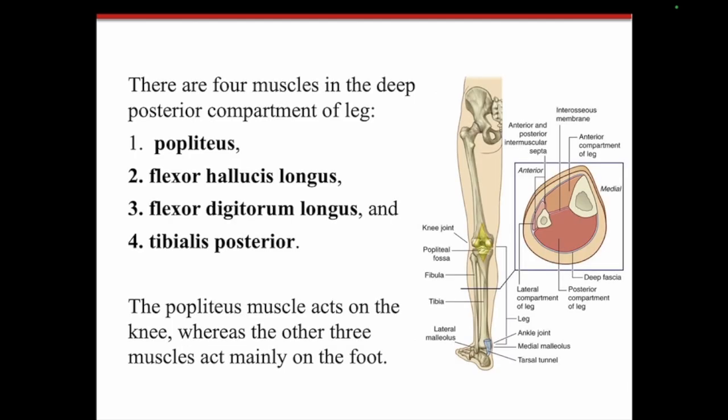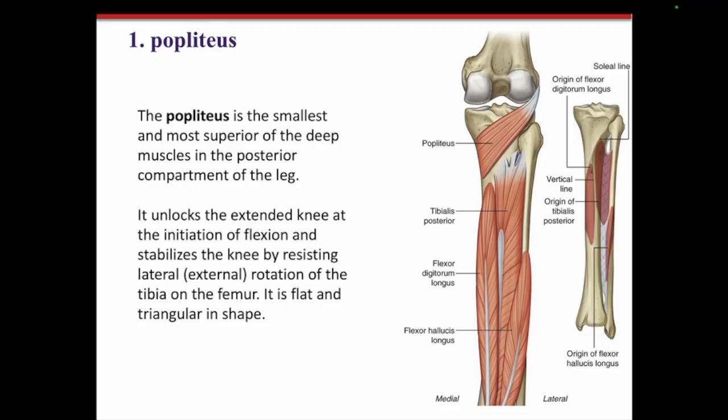When you cut these, you're going to find the popliteus and muscles that now cross into the toes. You have the flexor hallucis longus, flexor digitorum longus, and the tibialis posterior. So the popliteus doesn't reach much further, so it's a muscle that acts on the knee, whereas the other three act on the foot. So the popliteus is this muscle here.